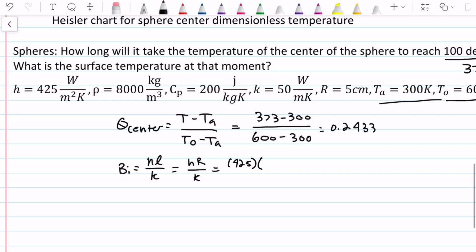h is 425. Our radius is going to be 0.05 meters. You're going to want to keep it in SI units. k is 50. Okay, throw this into the calculator: 425 times 0.05 divided by 50. 0.425 for the Biot number.